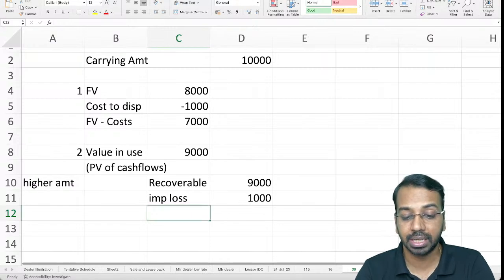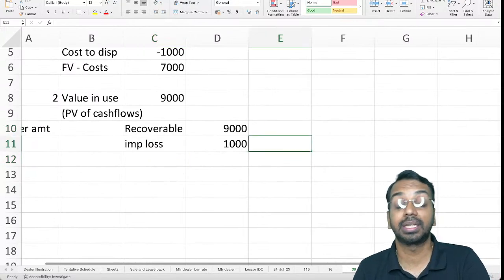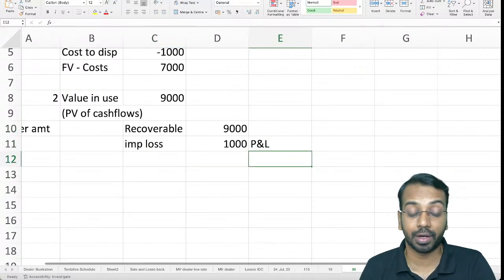This impairment loss is debited to P&L. Any questions so far?